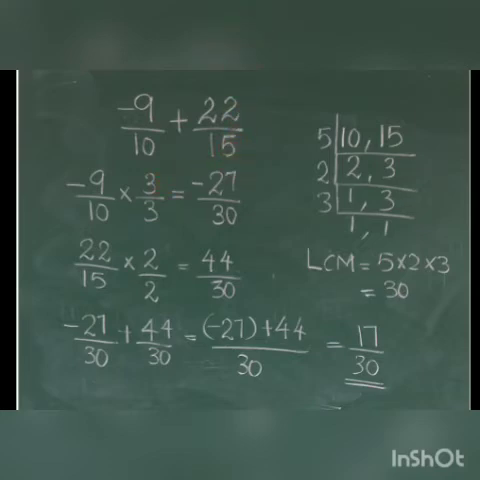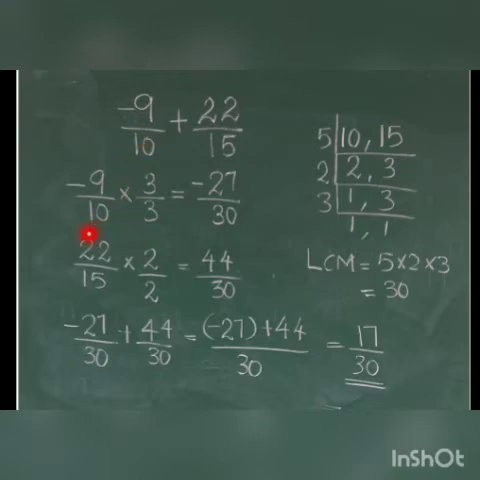Here the denominators are different. The first step is you have to make the denominators the same. So, what are the denominators here? 10 and 15. Both are composite numbers, so I found the LCM. 10 and 15, 5 is the common factor. Then 2 and 3 are prime numbers with no common factors. Now, what is the LCM you are getting? 5 into 2 into 3, what is it? 30.